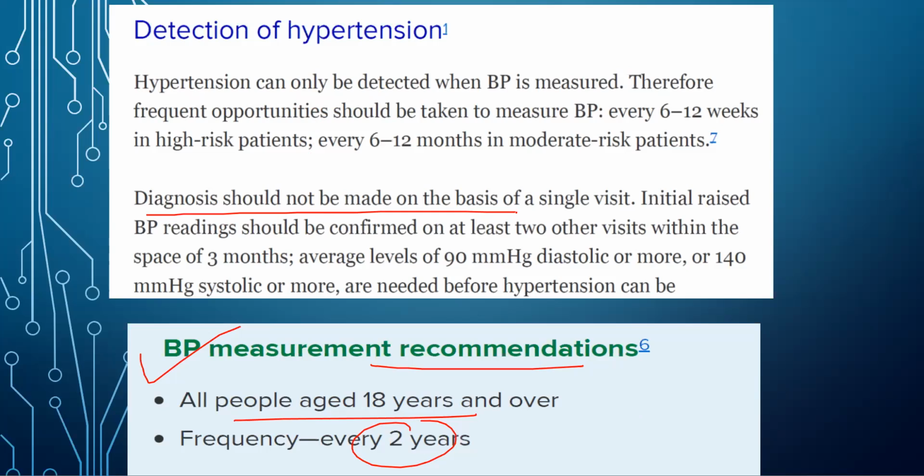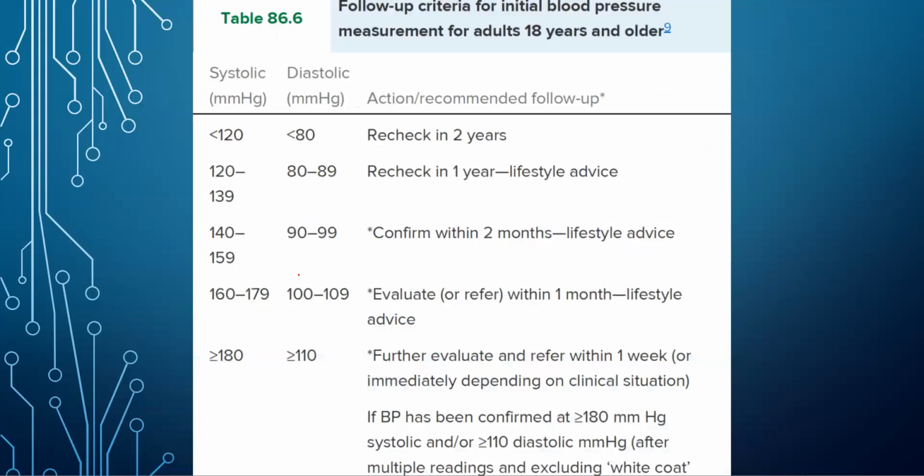Now, diagnosis of hypertension cannot be made on the basis of a single visit. If you get an initial raised BP, that should be confirmed on at least two other visits within a space of 3 months. And if in that time the blood pressure is still high, then you can diagnose the patient as hypertension. This table is important, so keep an eye on this and try to remember it.